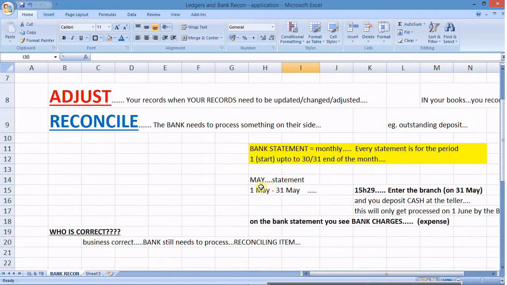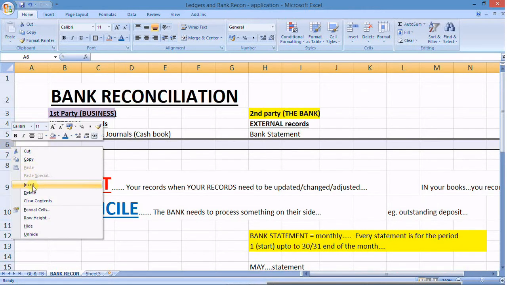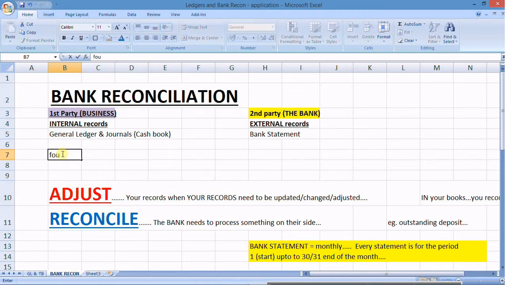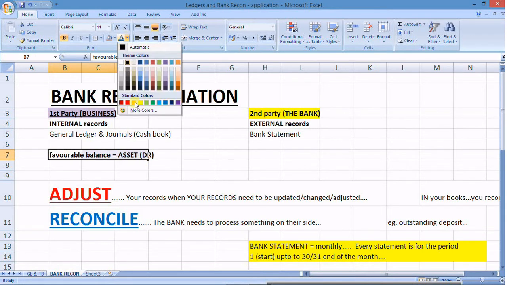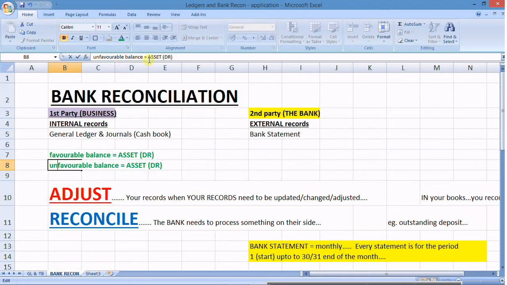Something else we need to discuss here in terms of theory. Internal records: if you have a favorable balance, are you going to have a debit or credit in your books? You would have a debit. Why? Assets increase on the debit side. Correct. That's if it's favorable. If it's unfavorable, it's a credit, because it's a liability. Good.